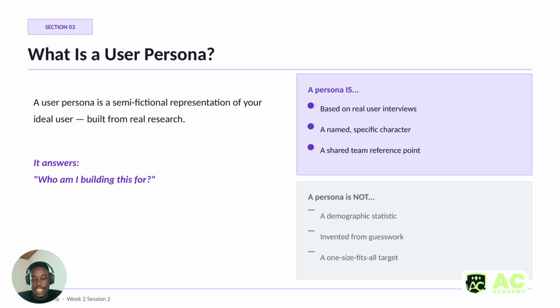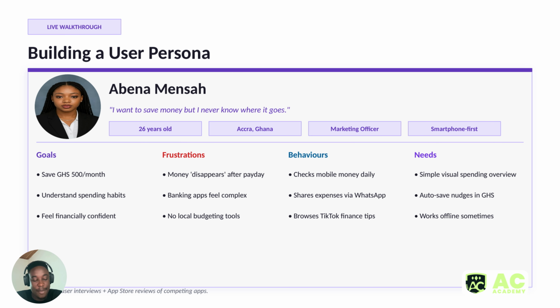A good persona is based on real interviews. It has a name, it has a face, and it becomes a reference point that your whole team can use. So it's not just a demographic stat. It's definitely not something you make up at your desk. Let me walk you through an example that I made. Meet Abena Mensah. Abena Mensah is 26 years old. She is a marketing officer based in Accra. Smartphone first, and her quote is, "I want to save money, but I never know where it goes."